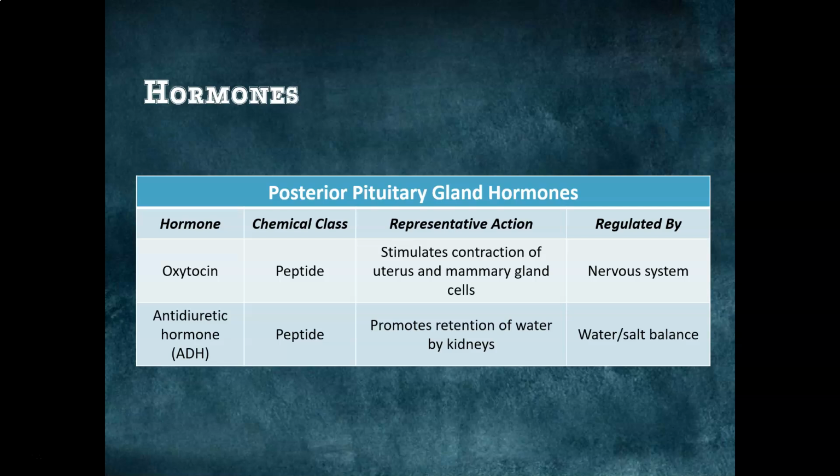So oxytocin, that one works specifically in females, and it will work to stimulate contractions of the uterus, both during menstruation and during childbirth. It will also play a role in stimulating mammary gland cells to release milk in breast tissue. That one happens to be regulated by your nervous system specifically, so there are feedback loops working to make this particular hormone function.